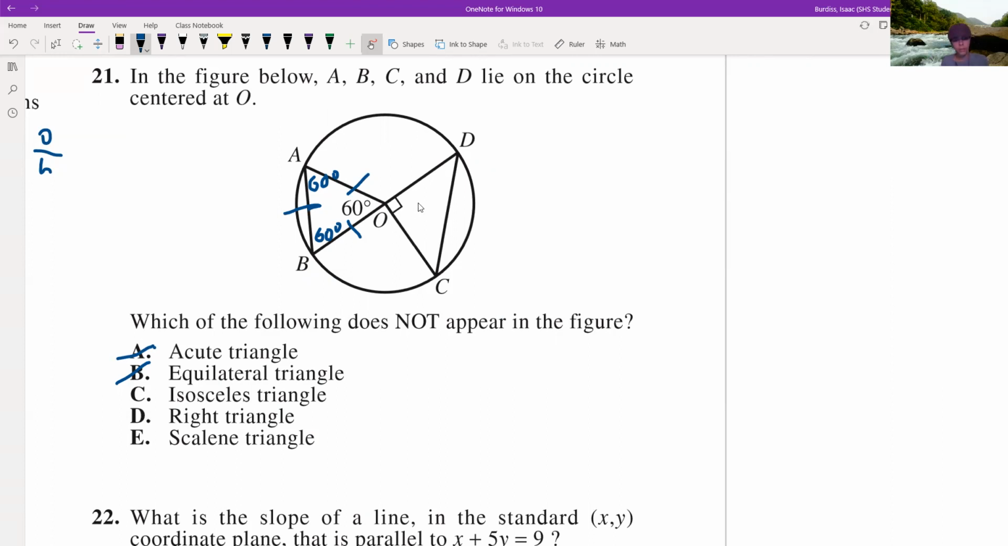Yes, because this triangle right here, wait a second. 8 plus 8. The answer is E. There is not a scalene triangle. There definitely is a right triangle. See, right angle. The isosceles.